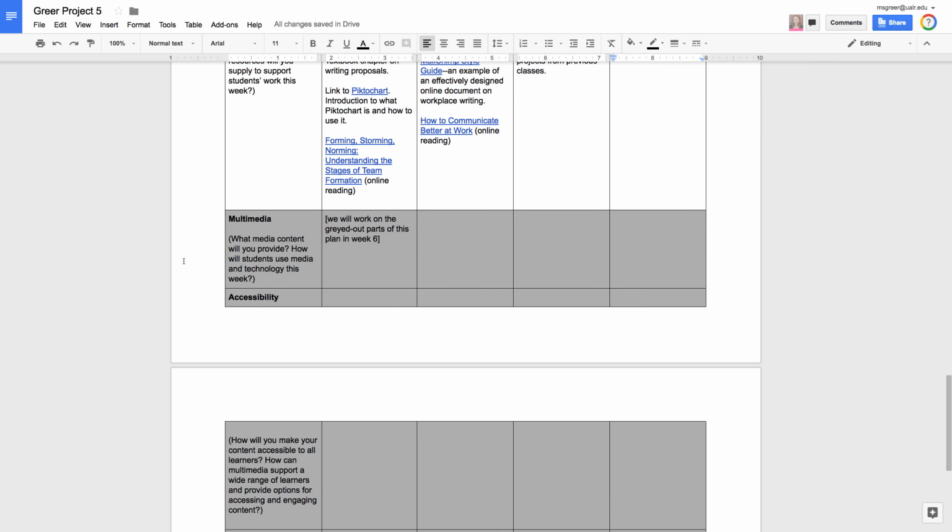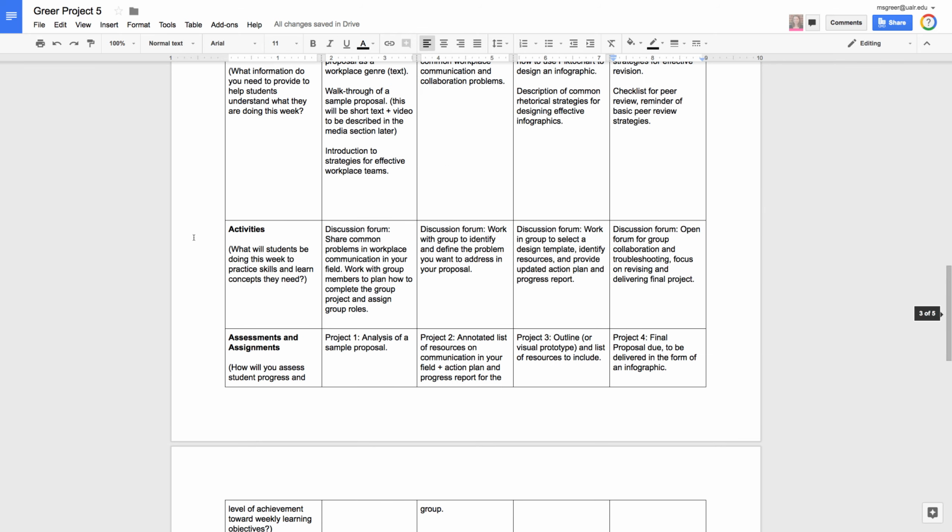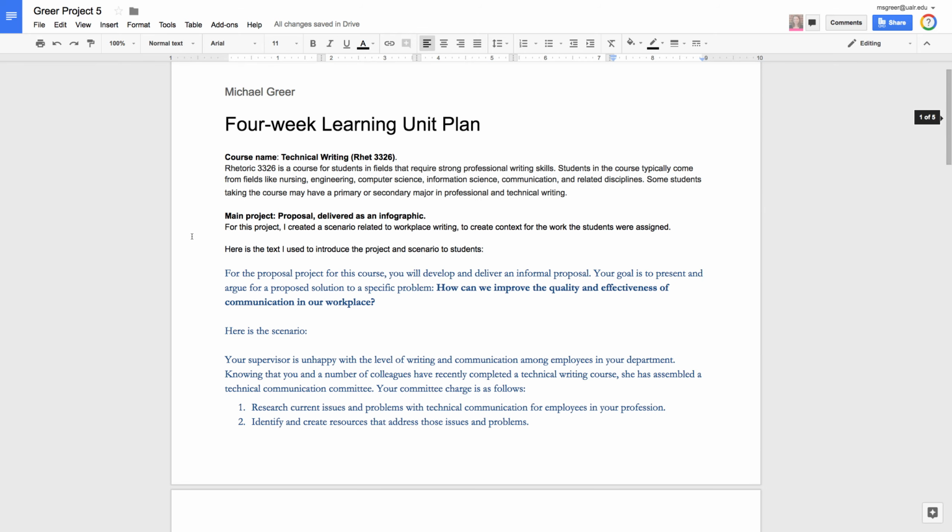Then, of course, next week, week 6, we will look at adding multimedia, accessibility, and mobility into our plan and developing the lower part of this grid, which is grayed out. So more to come on that. But that's my sample. That's a little bit of the thought process that went into making that. I hope that's helpful for you. Thanks for listening.